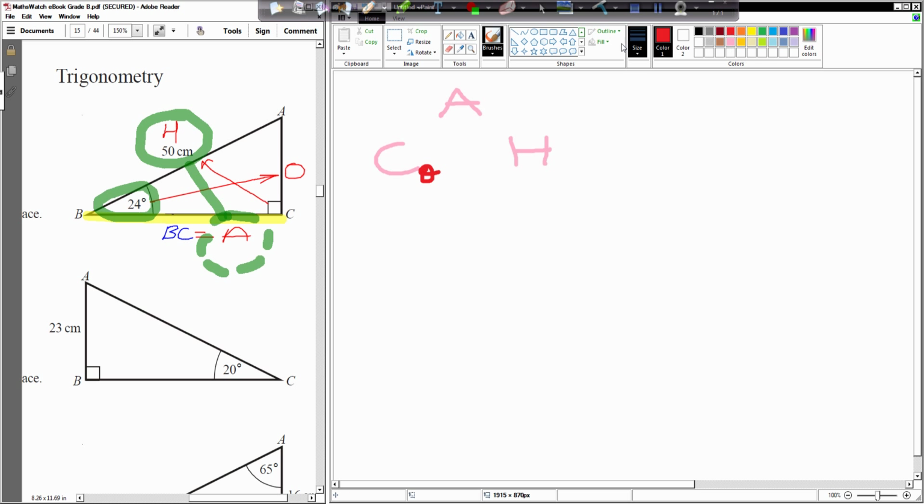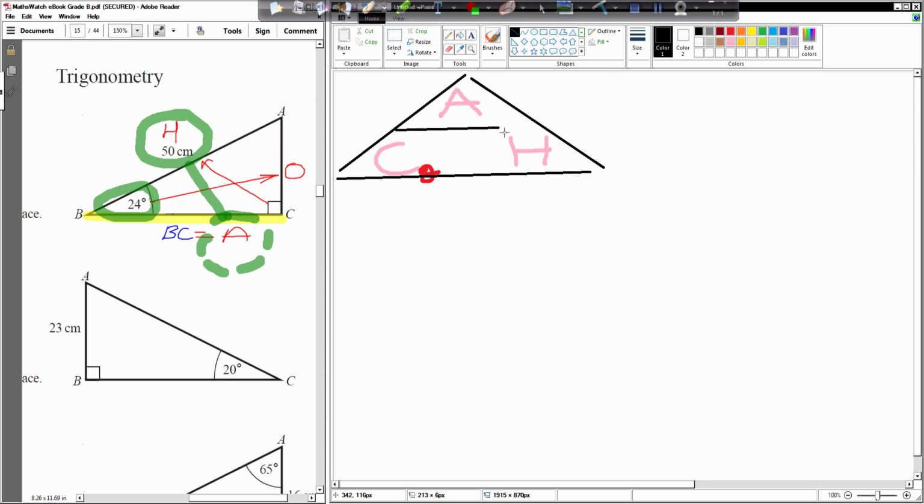Okay, here we go. All right, let's get some lines. So we have. Okay, I want to draw another line. Oh. Okay, all right. Okay, that's lovely.